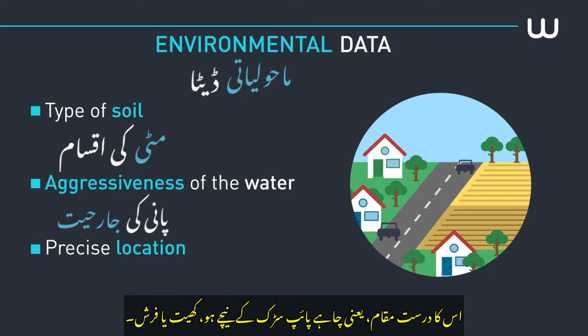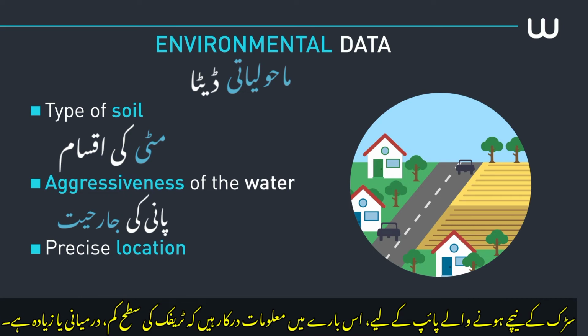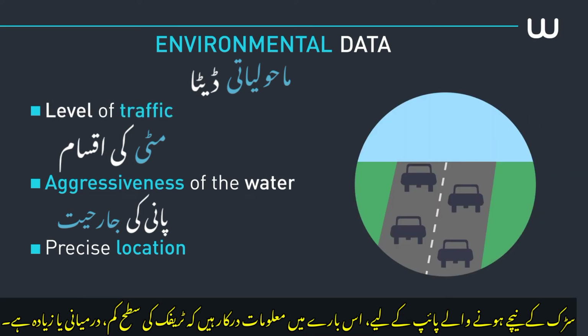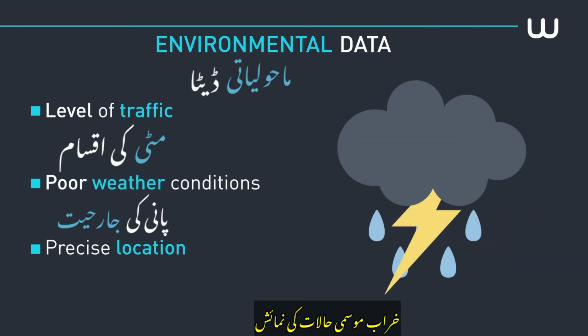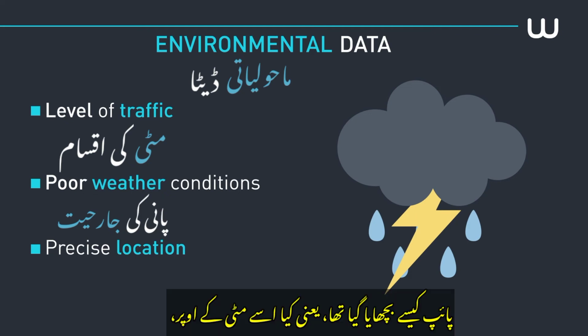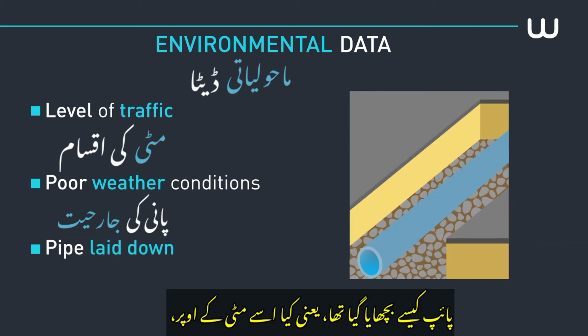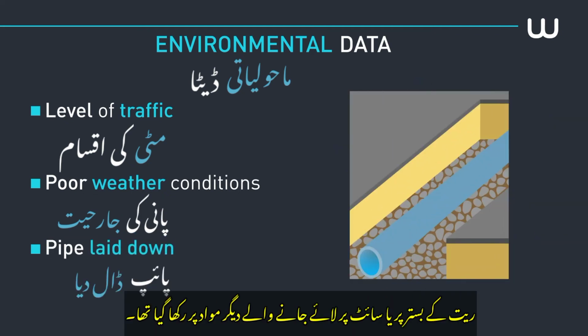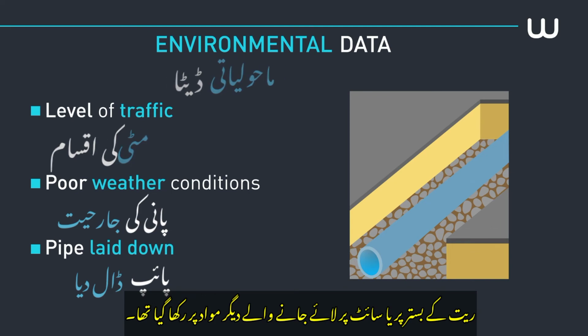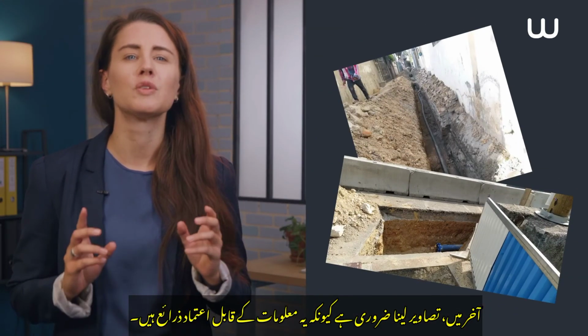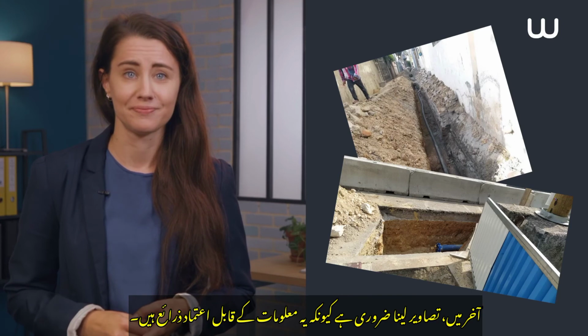Its precise location, i.e. whether a pipe is under a road, a field, or pavement. For a pipe that is under a road, information on whether the level of traffic is low, medium, or high is required. Exposure to poor weather conditions. How the pipe was laid down, i.e. was it laid flat against the soil, on a bed of sand, or other material brought to the site. Finally, it is important to take photos because these are reliable sources of information.